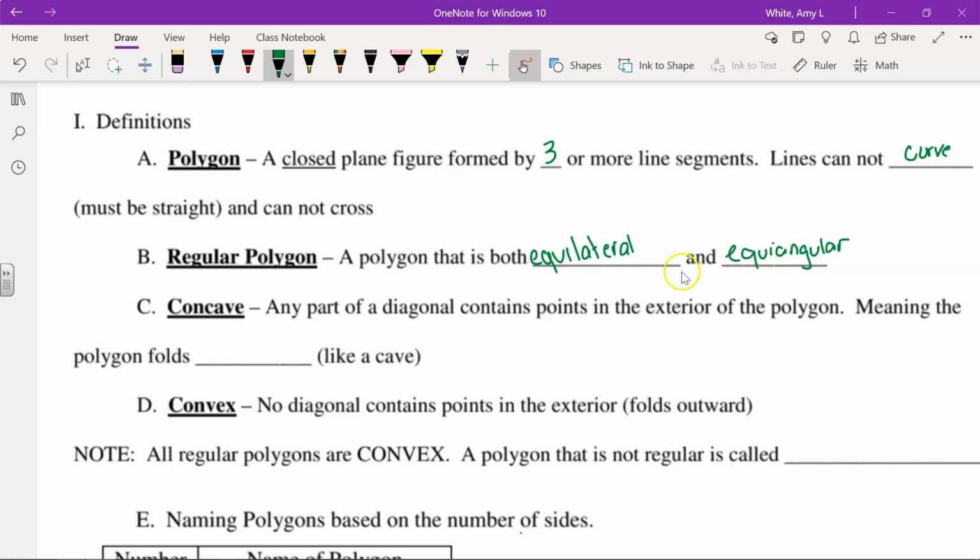Polygons also can be concave or convex. Now, the definitions of these words tend to be more complicated than what they would be if we were drawing them, but they're especially helpful for more advanced mathematics. A concave polygon is when any part of a diagonal contains points in the exterior of the polygon. It means that the polygon folds inwards.